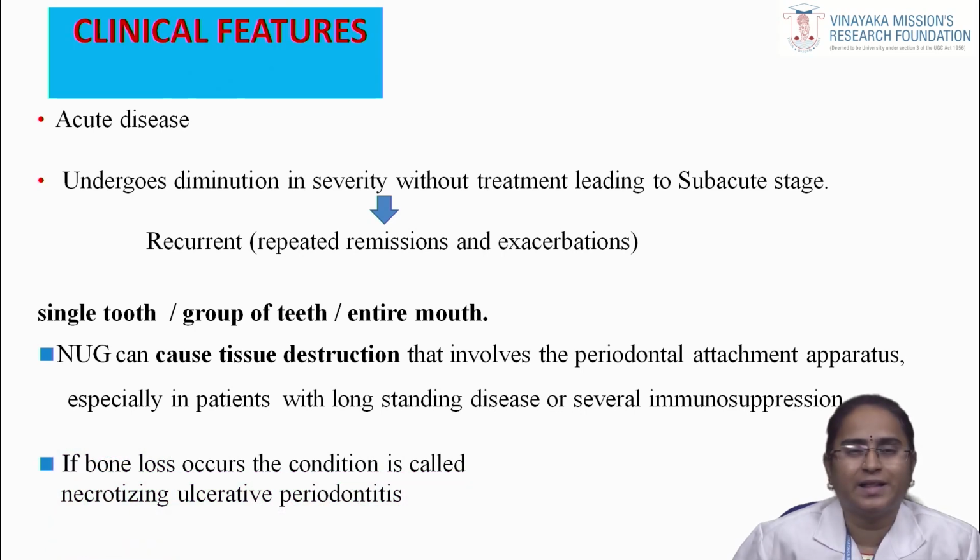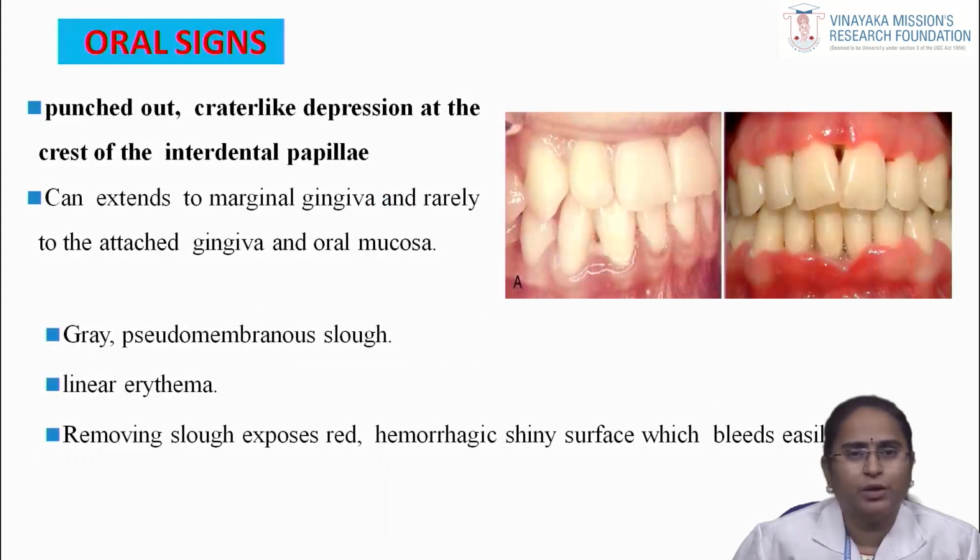Whenever it involves deep into the tissues, it causes tissue destruction leading to necrotizing ulcerative periodontitis. If bone loss happens, it is called necrotizing ulcerative periodontitis. Especially necrotizing periodontitis occurs in long standing disease, that is, whenever it is not treated, it will lead to necrotizing ulcerative periodontitis, or otherwise in patients with immunosuppression. Coming to the oral signs, the characteristic oral sign is a punched out or crater like depression.